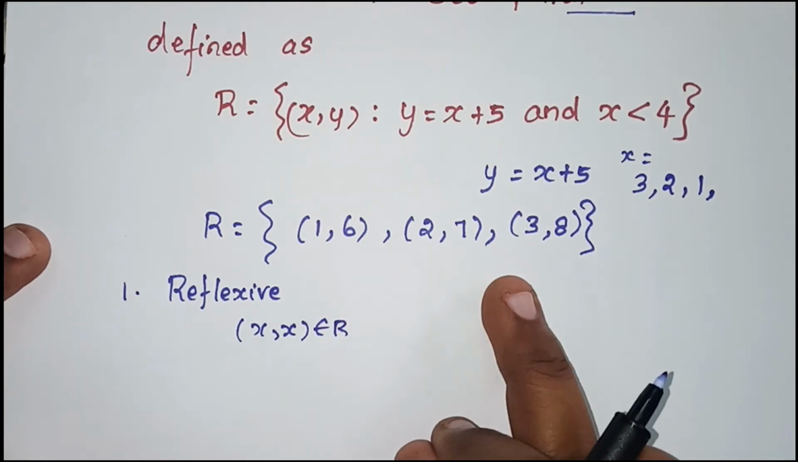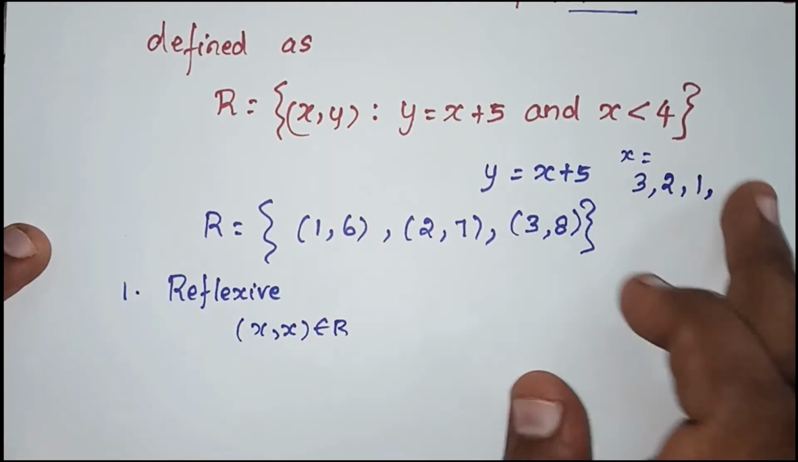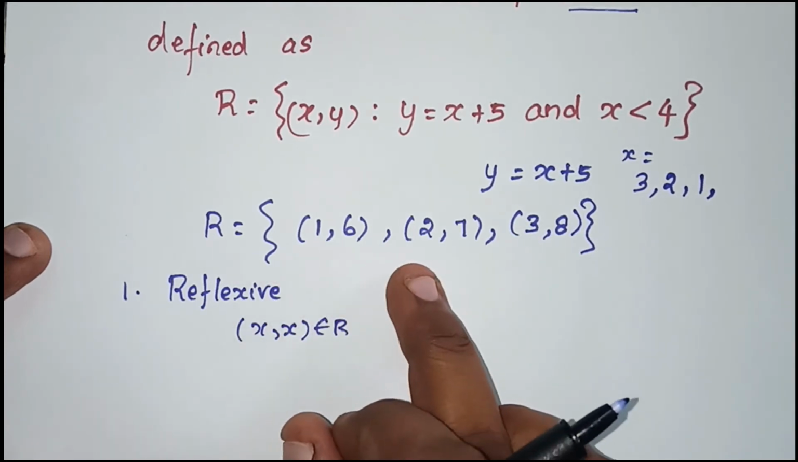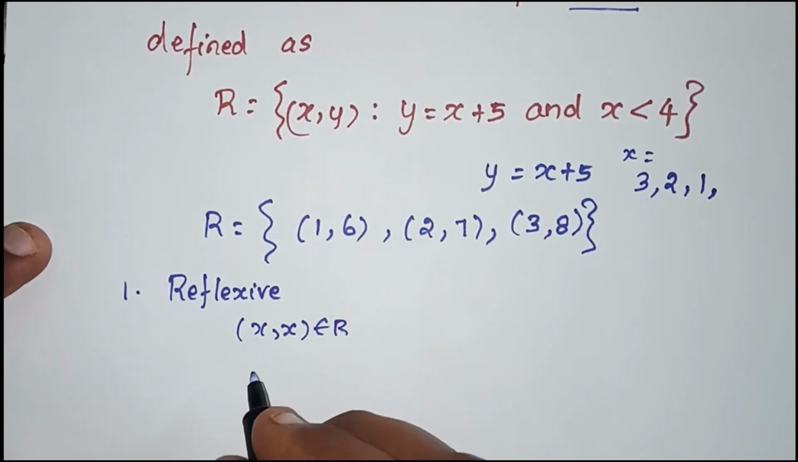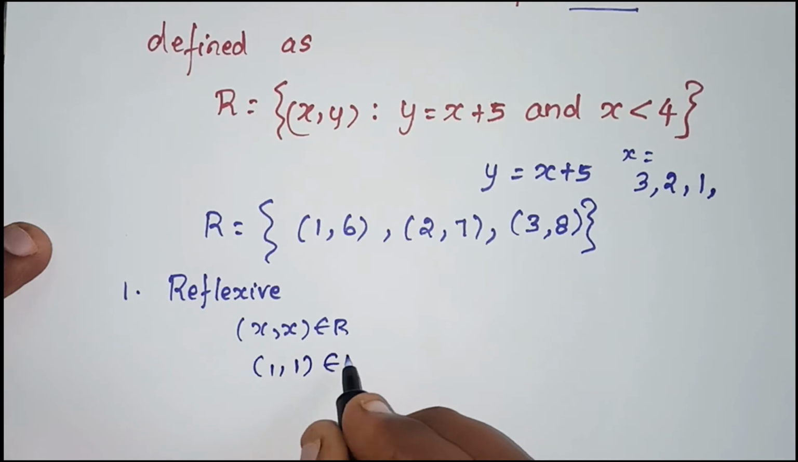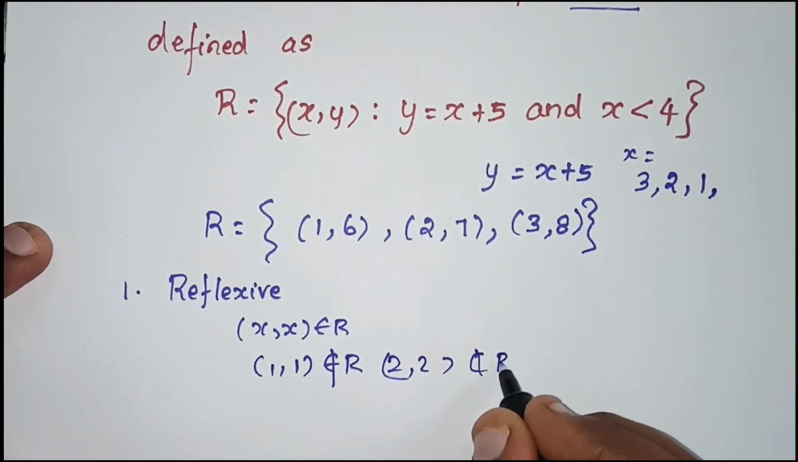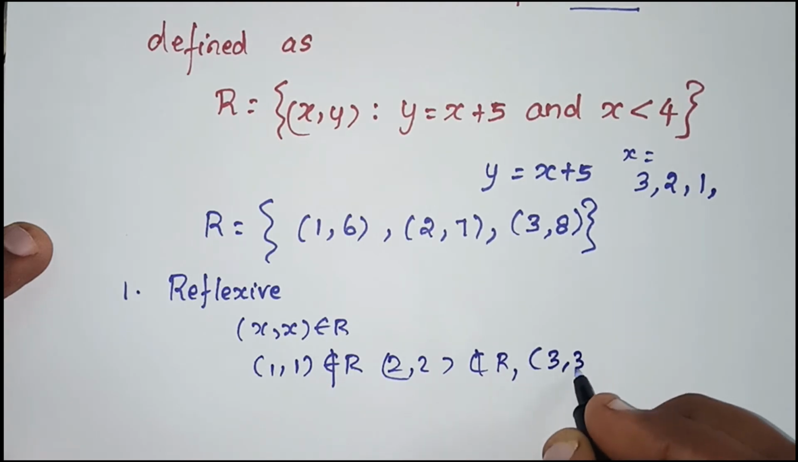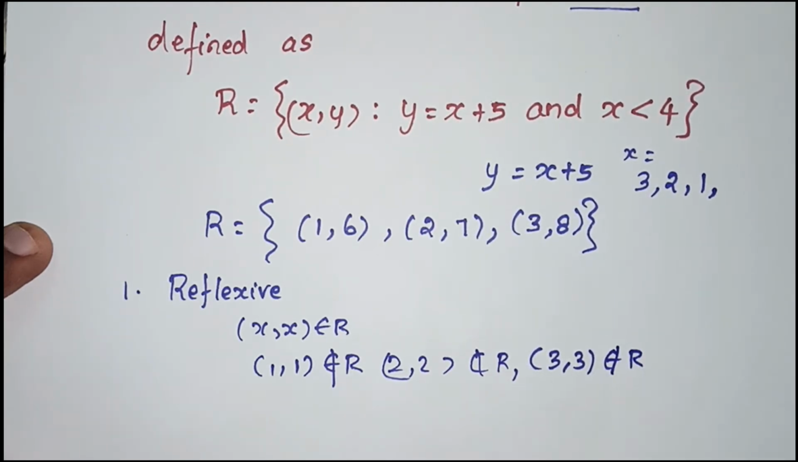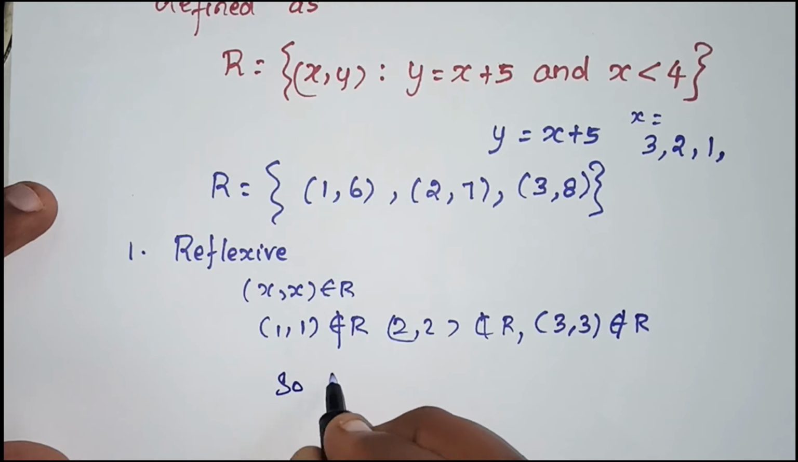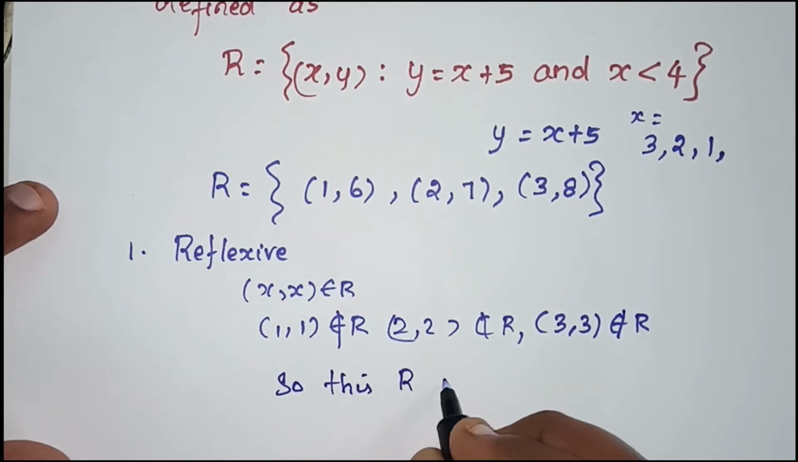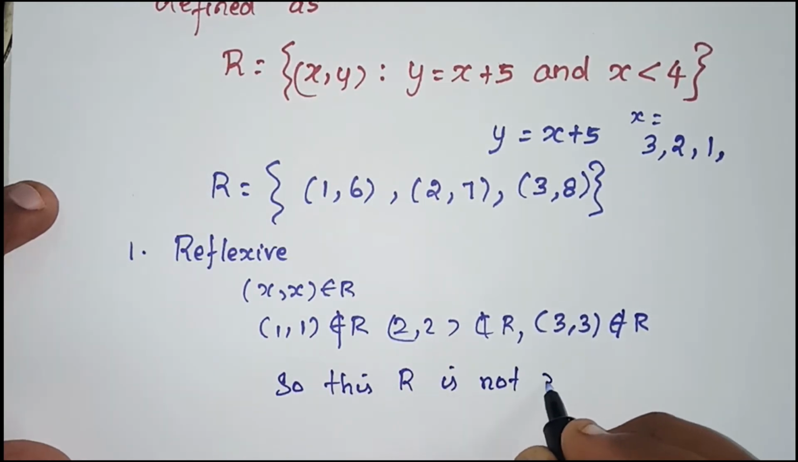In this problem 1, 2, 3 are the numbers, right? 1 comma 1 is not available in R. 2 comma 2 also does not belong to R. 3 comma 3 also does not belong to R. So this relation is not reflexive.